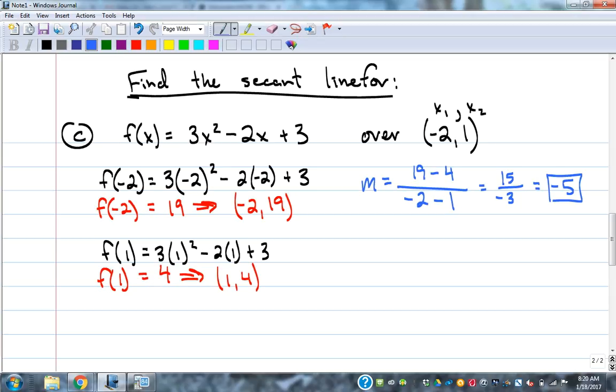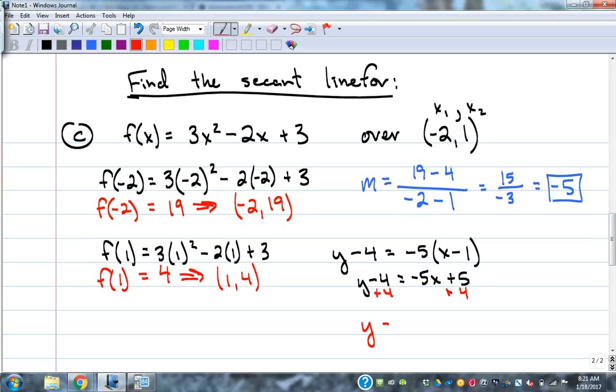Okay, and find the b, the y-intercept. So pick one of these ordered pairs. I'm going to lean toward this one because it's smaller numbers, right? I don't want to have to get something with 19 in there. 1 and 4 is a little easier. However you do that, I'm going to go my direction. y minus 4 equals negative 5x plus 5, and then add 4. y equals negative 5x plus 9.